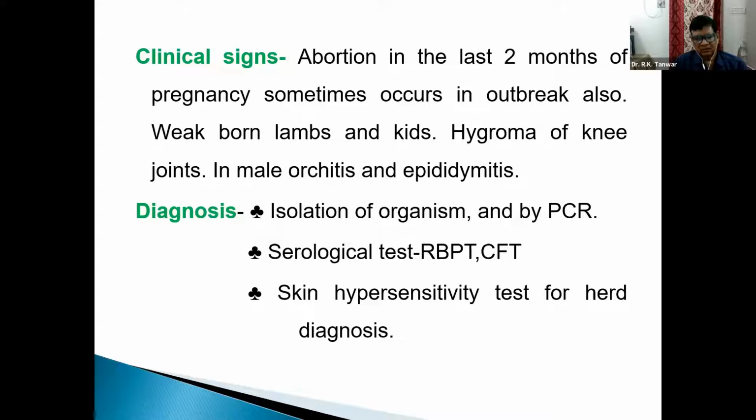Diagnosis: isolation, for which a special lab is required. Serological tests, which we generally carry out, are the Rose Bengal test and the complement fixation test. One test I have seen in the book is the skin hypersensitivity test for diagnosis, whether it is carried out in India or not. But it is mentioned in the latest edition of the book that the skin hypersensitivity test is very good for diagnosis of brucellosis.